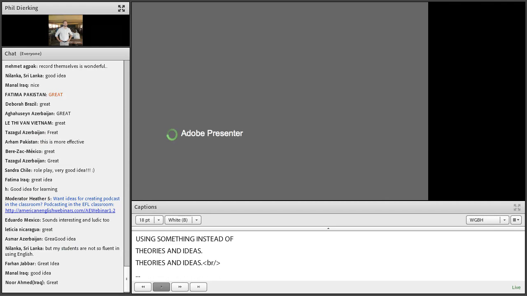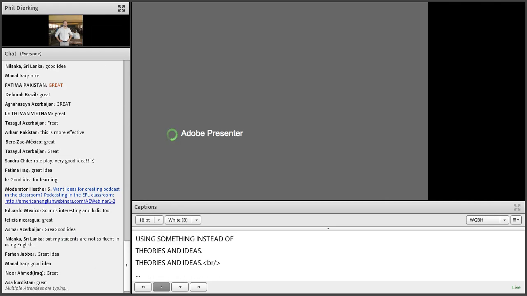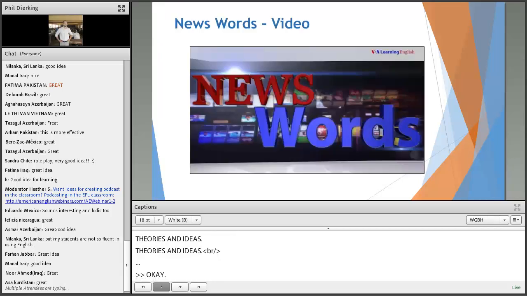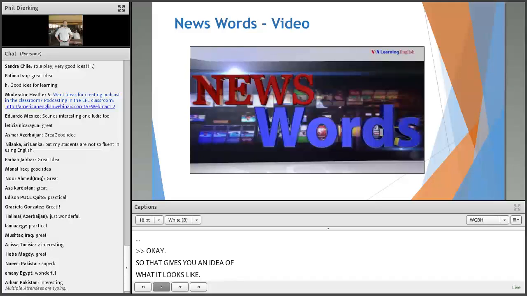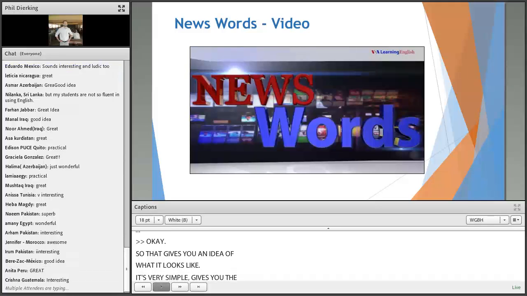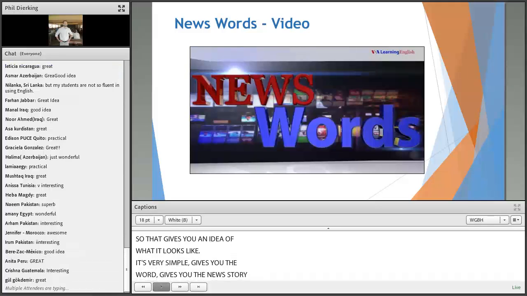So that gives you an idea of what it looks like. It's very simple. It takes one word from a short news story, gives you the word, gives you the news story with the word used in it, and then defines the word after. So it's an interesting way to teach a new word.